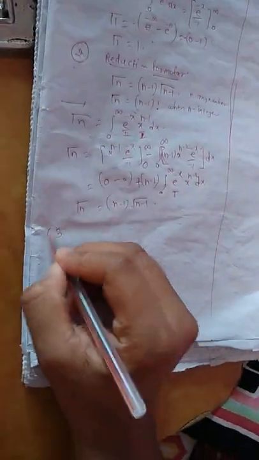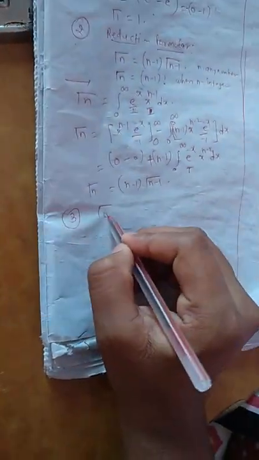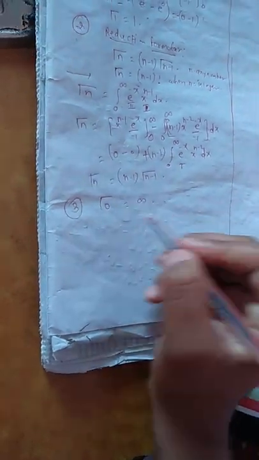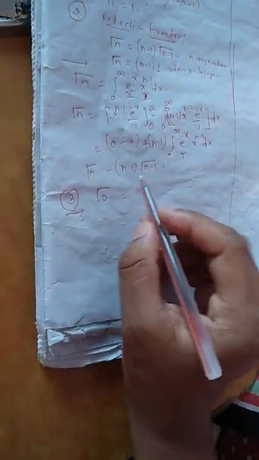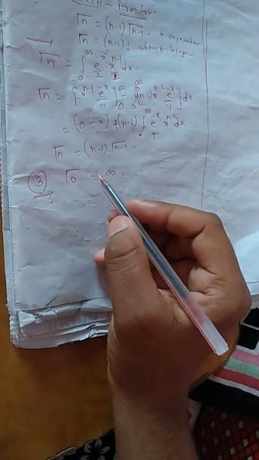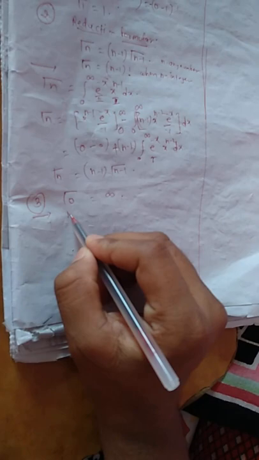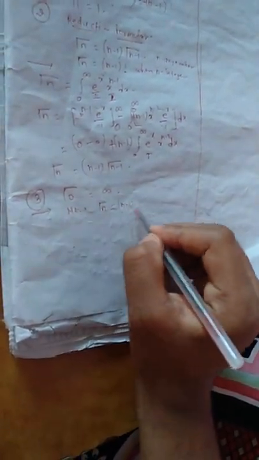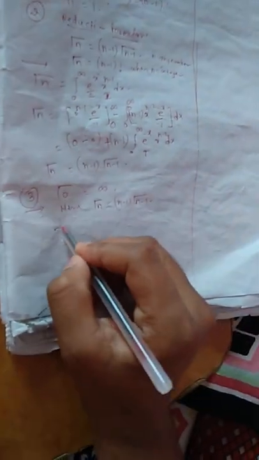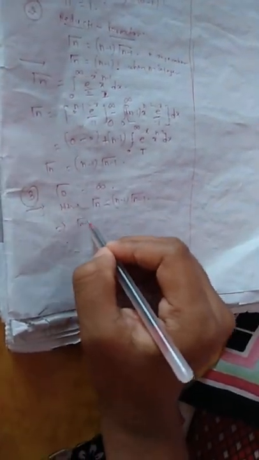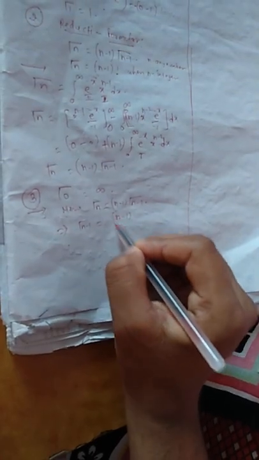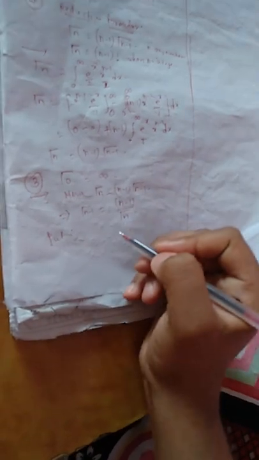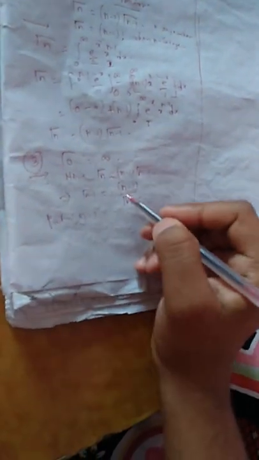Fine. The third property we have is gamma 0 is equal to infinity. We will see the proof of this. For that we will apply the reduction formula of the gamma function. So here we already have gamma n is equal to n minus 1 gamma n minus 1. From this we can write gamma n minus 1 is equal to gamma n upon n minus 1.